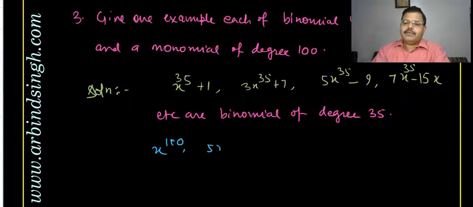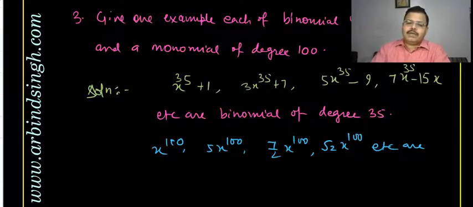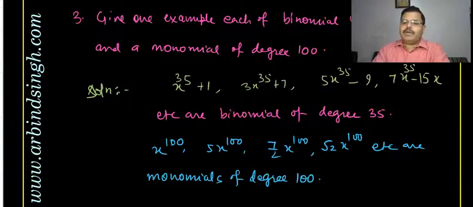That is x to the power 100, 5x to the power 100, 7 by 2 x to the power 100, root 2 x to the power 100, etc. All are monomials of degree 100. So you can write only one of them. I have written four here, but there can be infinitely many answers. If you expect your answer to match the answer given in the books, it won't, because there will be a number of possible answers. Infinite means not countable, you know. Anything can be. You can pick any one of them, or you can write your own answer.